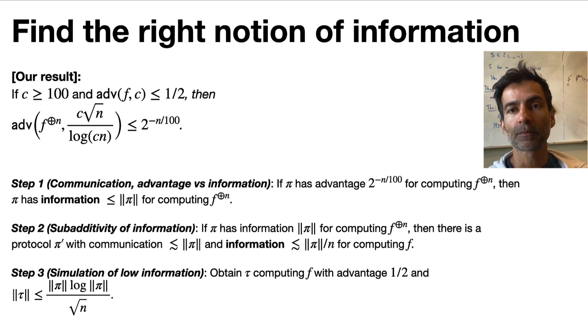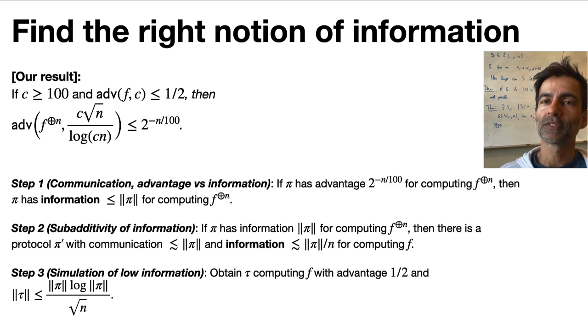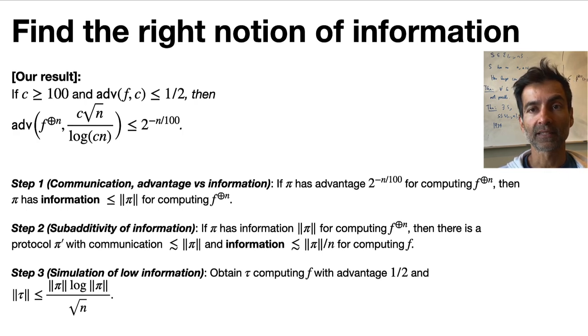And then in the final step, we show that any protocol with small information yields a protocol that actually has small communication. Okay. So those are the 3 steps of the proof. And the crucial ingredient in all of the steps of the proof is what is the notion of information that allows you to actually carry out all of these steps. Okay, that is the difficult thing to come up with.